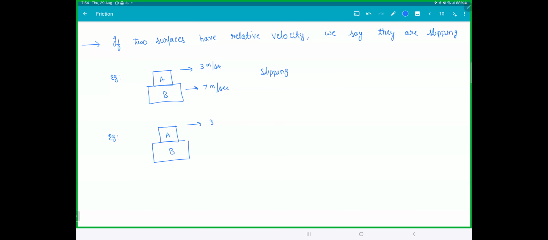Suppose this is going with 3 meters per second, and this is also going with 3 meters per second. Here they are moving, but this is not slipping. So don't get confused between not slipping and not moving. They are moving, but they're not slipping with each other. So when someone says the blocks are not slipping, it simply means they both are going together. It doesn't mean the blocks are at rest. Clear? So that wording is important.